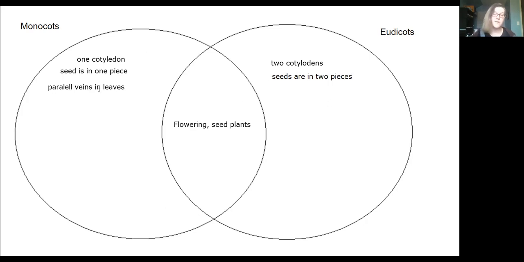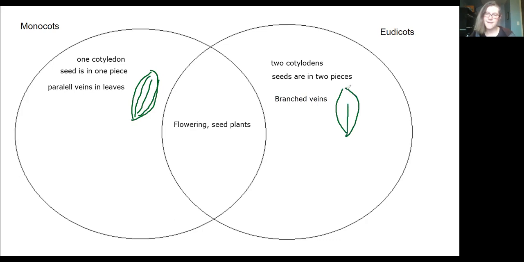All right, so parallel veins in the leaves for monocots. Dicots have what we call branched veins, which means that the vein comes down the center and then pieces come off of it. So let me sketch each of these for you because it'll be helpful. So if this is my corn leaf, its veins look a little bit like this. And then if this is my dicot leaf, its veins look like that. All right.